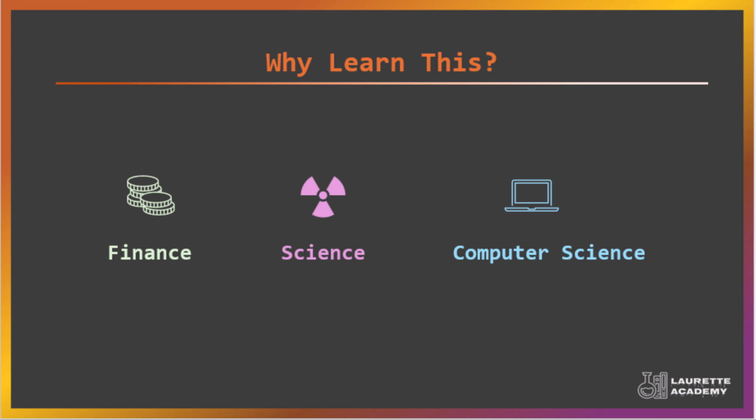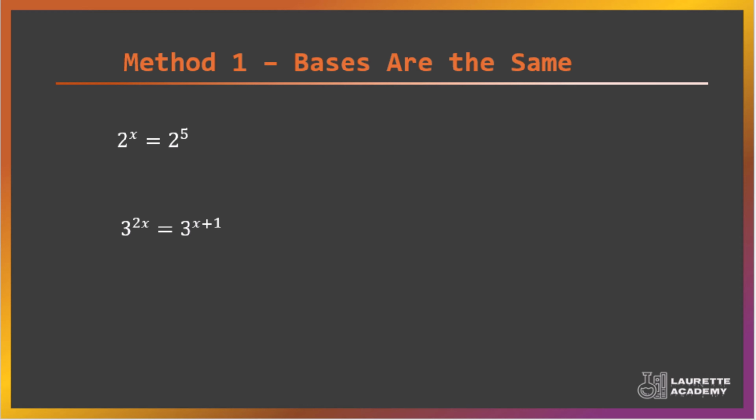How do we solve these equations? There are various ways of solving these equations depending on the nature of the equation. Let's look at the first method here, where the bases are the same. Look at this example. 2 to the power x is equal to 2 to the power 5. The base here is 2 and the base here is 2. When you have the bases the same, like this, what you do is that you simply equate the exponents. So in this case, x is equal to 5.